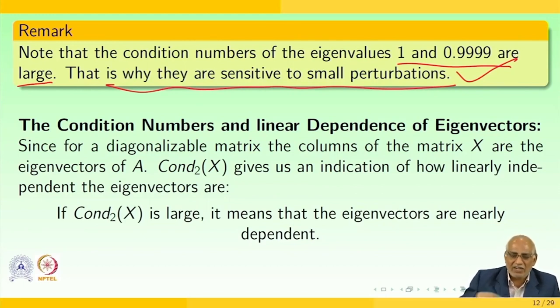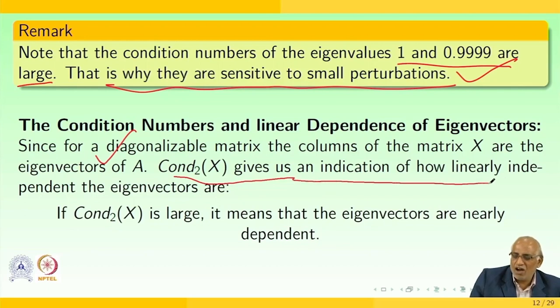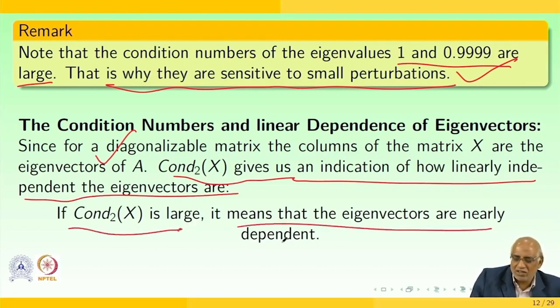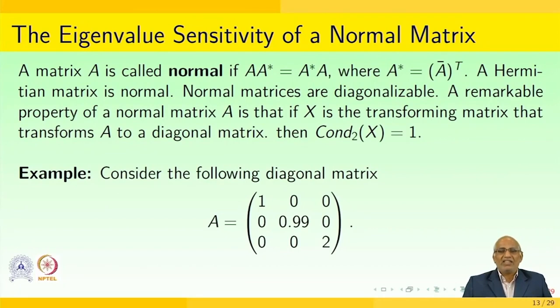The condition numbers and linear dependency of vectors we can define as follows. For a diagonalizable matrix, the columns of the matrix X are the eigenvectors of the matrix A. So the condition number of X gives us an indication of how linearly independent the eigenvectors are. If the condition number is large, it means that the eigenvectors are nearly dependent. So it is natural to see how the eigenvalue sensitivity could be discussed in terms of normal matrices.